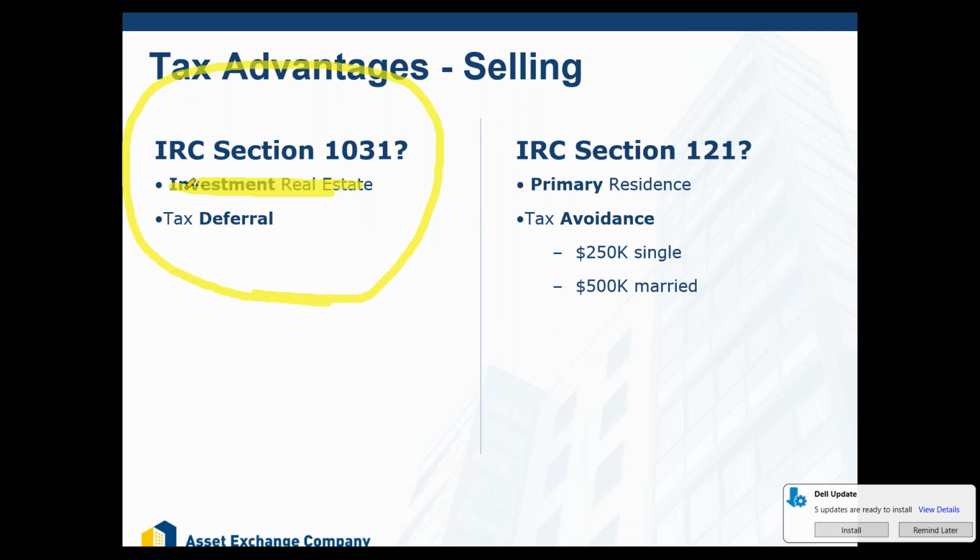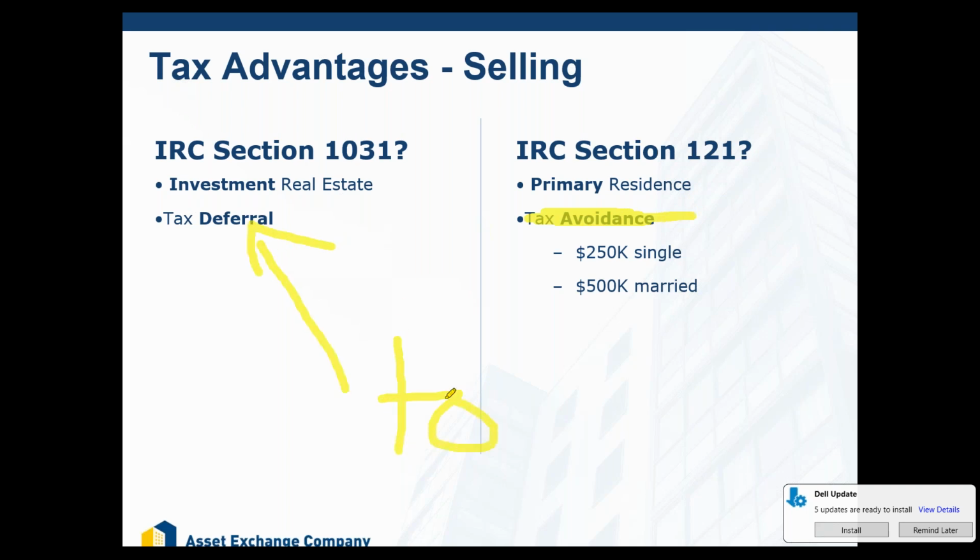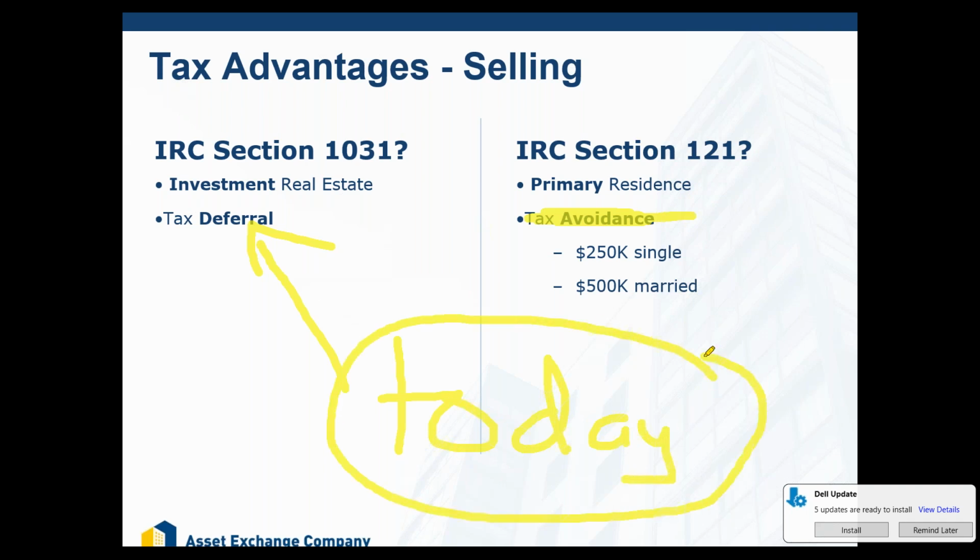All right? Section 1031 is a little bit different. It is not tax avoidance. With Section 1031, what we're looking at is tax deferral. All right? What is the difference between avoidance and deferral? Well, avoidance is fantastic. Avoidance, you do not have to pay. With tax deferral, you do not have to pay today. You're not off the hook, right? But you don't have to pay today. You're kicking the can down the road.